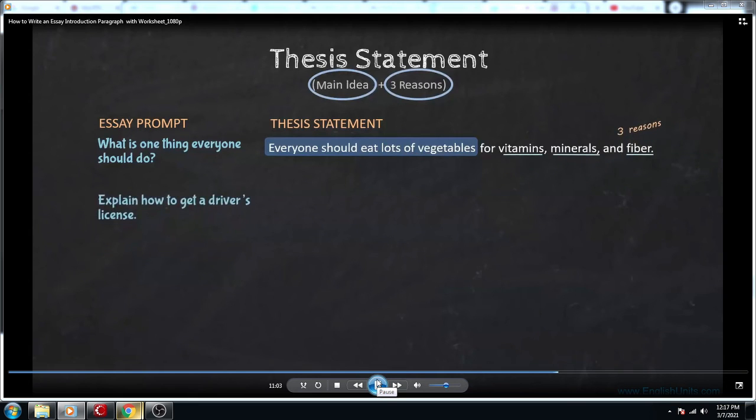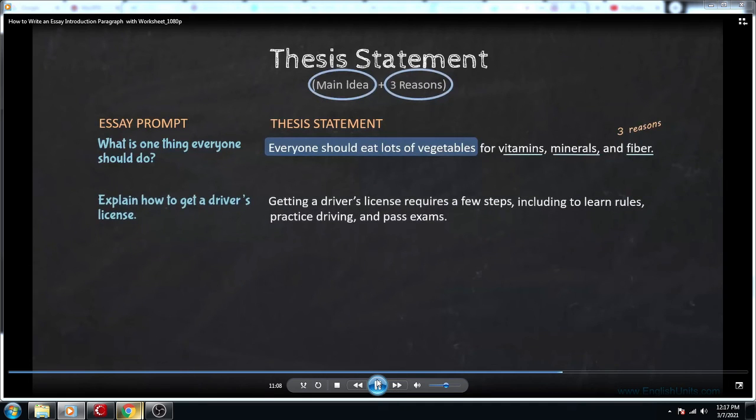Prompt 2. Explain how to get a driver's license. An example thesis statement that answers this prompt is, getting a driver's license requires a few steps, including to learn rules, practice driving, and pass exams. The main idea in this thesis statement is that getting a driver's license requires a few steps. Now, remember that getting a driver's license is a process. So, instead of 3 reasons, this thesis statement will have 3 steps in a process. Process paragraph. The 3 steps for getting a driver's license are to learn the rules, practice driving, and pass exams.